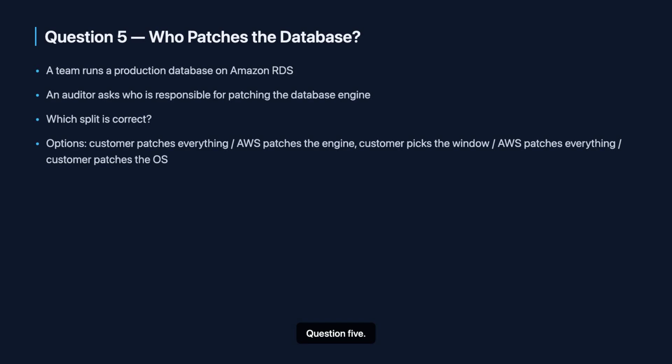Question 5. A team runs a production database on Amazon RDS, the managed relational database service. An auditor asks who's responsible for patching the database engine. Which split is correct? The customer patches everything. Amazon Web Services patches the engine while the customer picks the window. Amazon Web Services patches absolutely everything, or the customer patches the operating system. This is a shared responsibility question, so think carefully about where the line sits for a managed service.